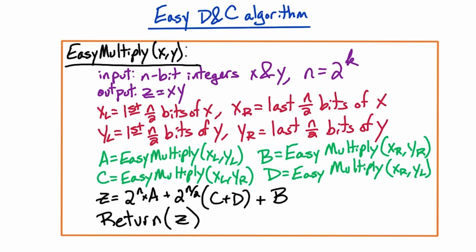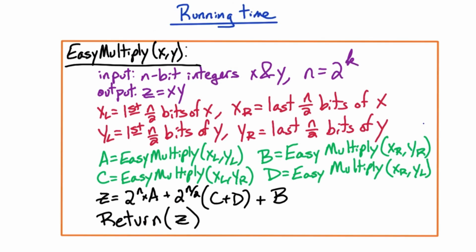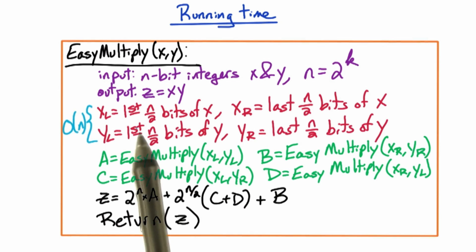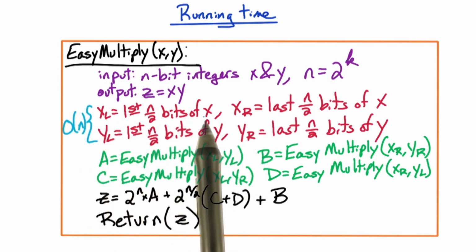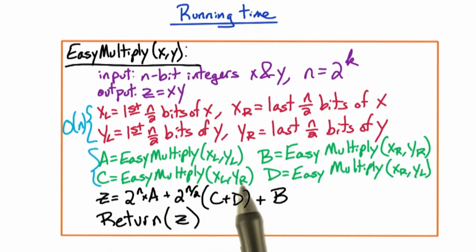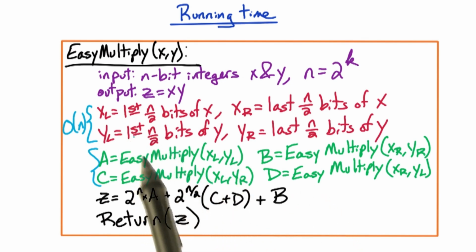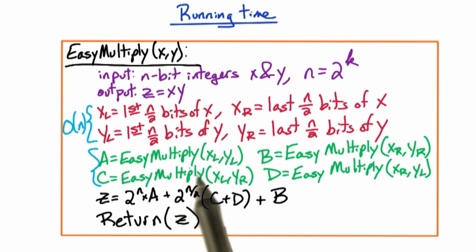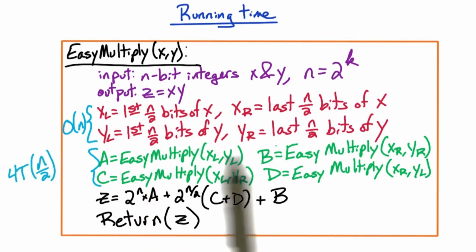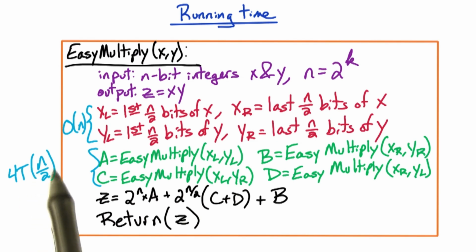Let's take a look at the running time of this algorithm now. How long does it take us to partition x into the 2 halves and y into the 2 halves? These steps take us order n time in order to break up x into the first n over 2 bits and the last n over 2 bits, and similarly for y. How long does it take us to recursively compute these four products, a, b, c, and d? These are each pairs of n over 2-bit numbers. So if we use t of n to denote the running time in the worst case for inputs of size n, then each of these takes t of n over 2, and there's 4 of them. So the total time for these 4 recursive subproblems is 4 times t of n over 2.